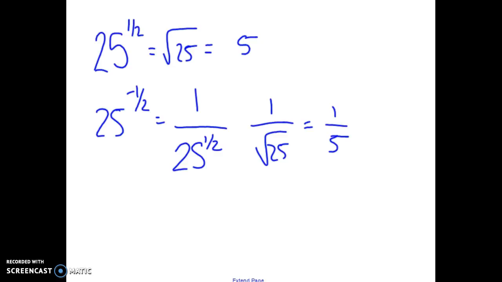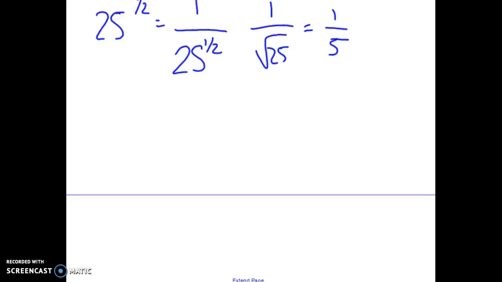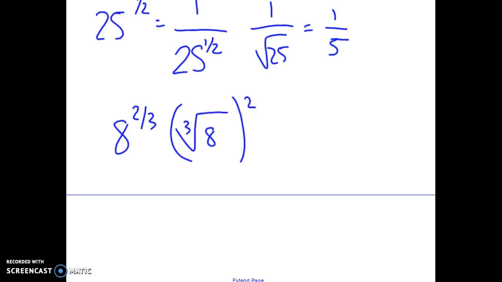Also, please recall that you can do things like 8 to the 2/3. That means the cube root of 8 squared. The cube root of 8 is 2. 2 squared is 4.